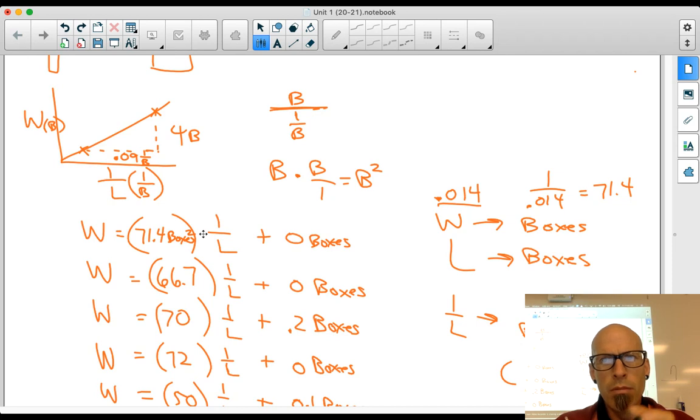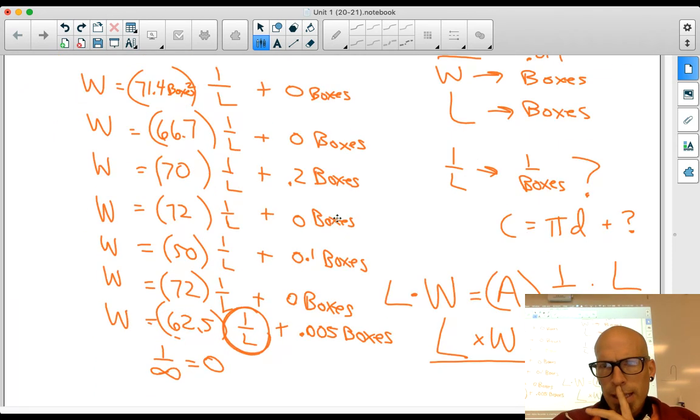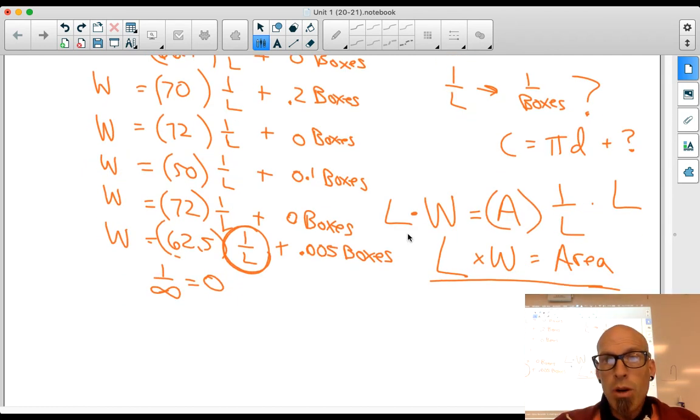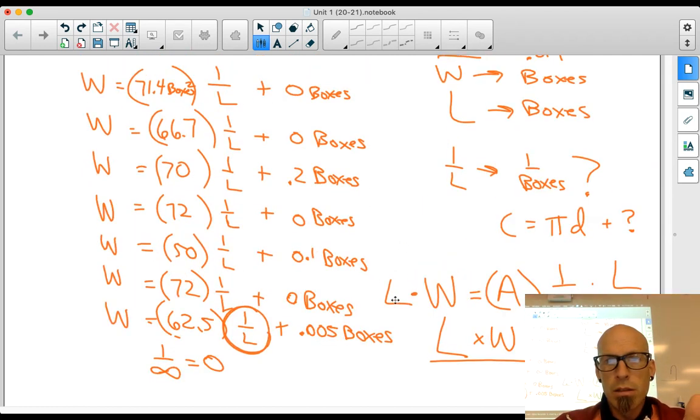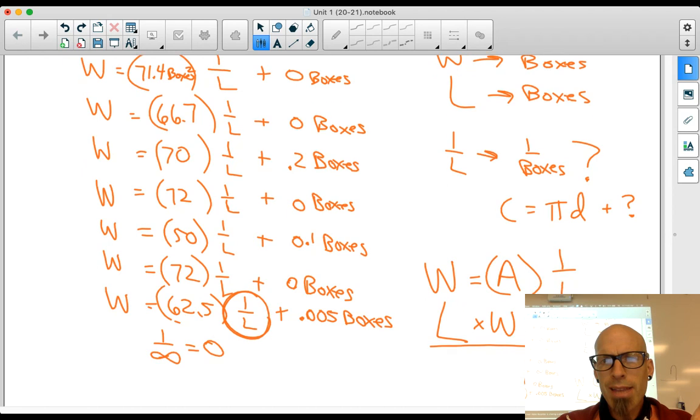Now, what else did I say? Oh, I wrote this out. Let me move this out of the way. The general equation of what you have here: if the slope is area, then W, or width, equals area times 1 over L. Well, that seems kind of strange. So what I said then is, let's multiply both sides by L, and those cancel, right? And that puts L on the other side.